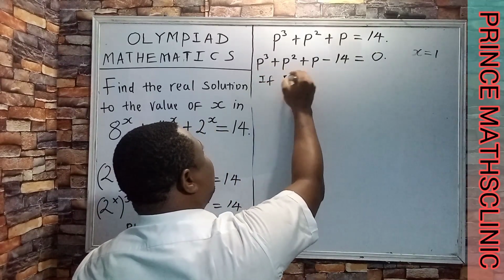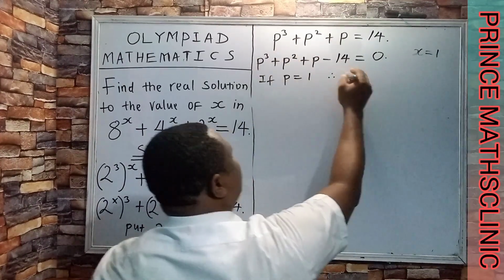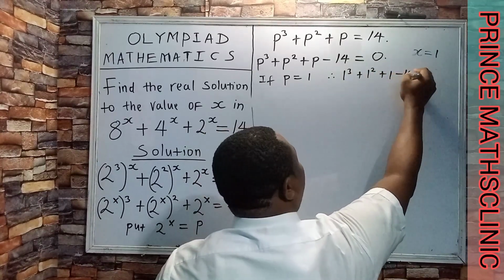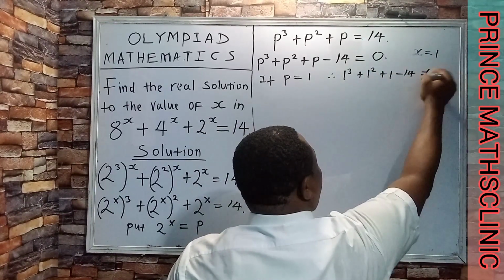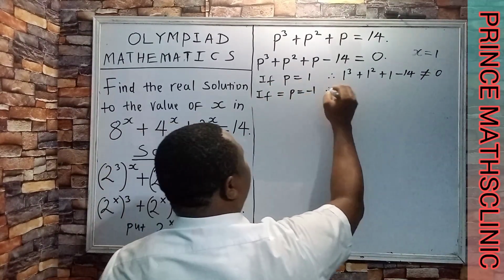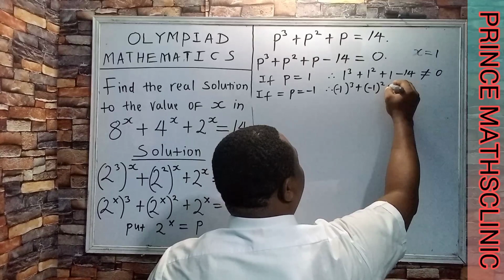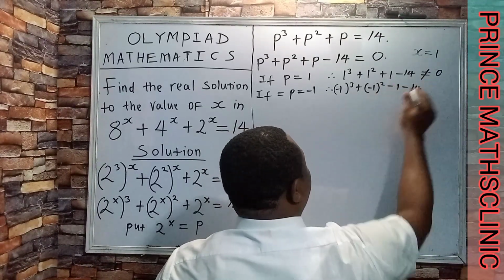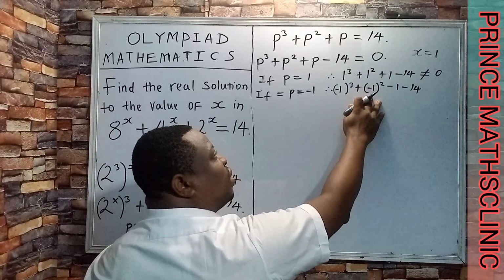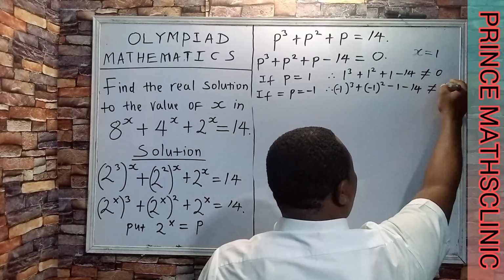So if p is equal to 1, let us see what it will be. Therefore, this will come 1 cubed plus 1 squared plus 1 minus 14. This cannot be equal to 0. Now, if we try negative 1, therefore, negative 1 cubed plus negative 1 squared, then minus 1 minus 14. This is negative 1. This is 1. Negative 1 plus 1 will give us 0. Then 0 minus 1 is minus 1. And minus 14, this will not give us 0.